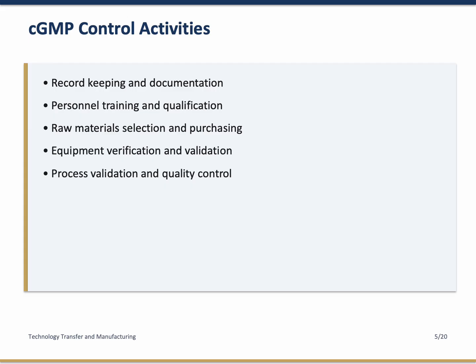Specification and quality control define acceptable product characteristics. Sanitation and cleanliness prevent contamination. Complaint handling addresses any issues that emerge. Each activity requires documented procedures and evidence of execution according to those procedures.